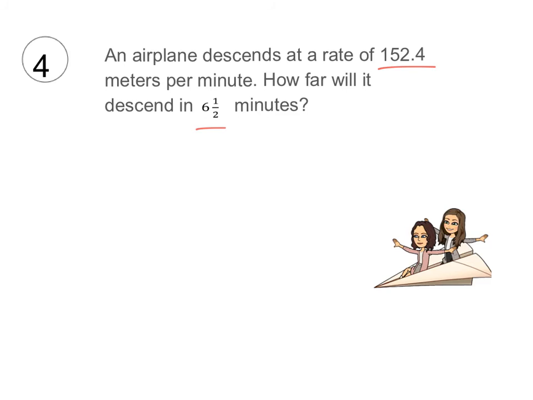Descending is going to give you negative, right? So we would write that as negative 152 4/10, and we are multiplying that by 6 1/2. Okay? Now, a couple things here. We know our signs are different, so our answer is going to be negative. I'm going to go ahead and put that off to the side so I don't forget. We need to convert one of these from a fraction to a decimal since we've got decimals and fractions here.